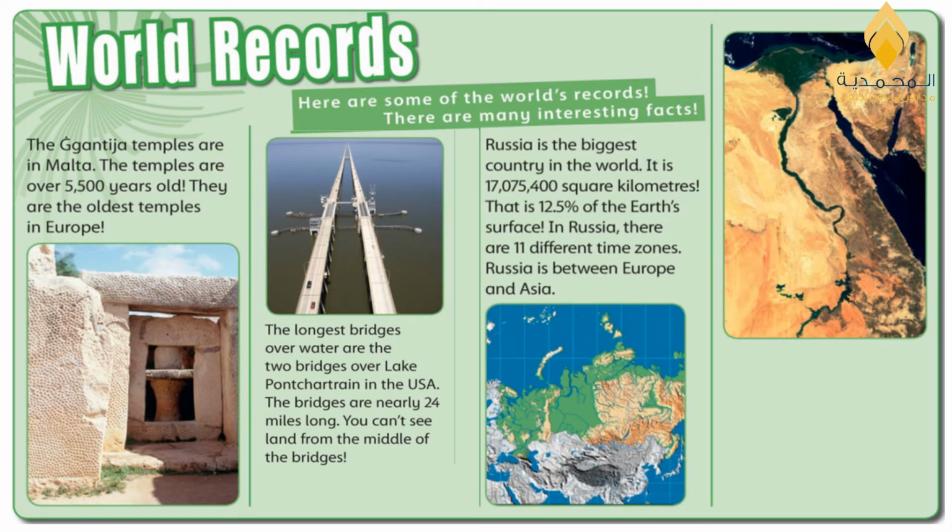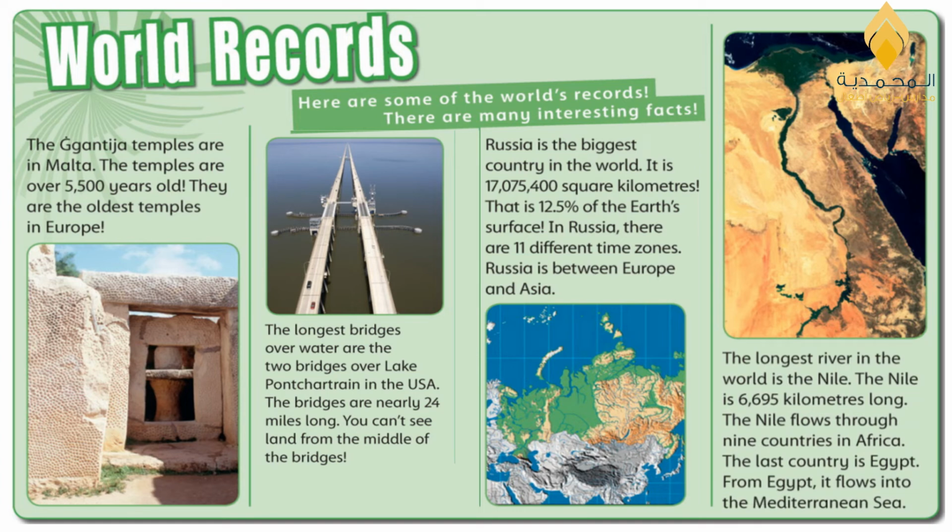Russia is the biggest country in the world. It's 17,075,400 square kilometers. That is 12.5% of the Earth's surface. In Russia, there are 11 different time zones. Russia is between Europe and Asia.